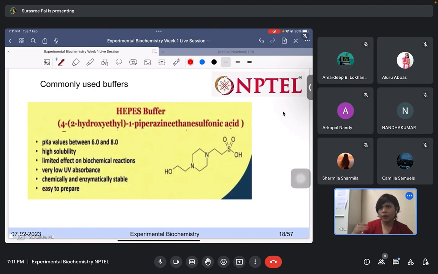While I'm discussing these buffers, you might have understood the several features or characteristics of these buffers. These buffers should be such that they have less interaction with the biomolecules. They should not inhibit any enzyme actions. They should be stable. They should be water soluble, and there should be a buffering range which is determined, which is known, right? So these are the several characteristics of a buffer which we can use.